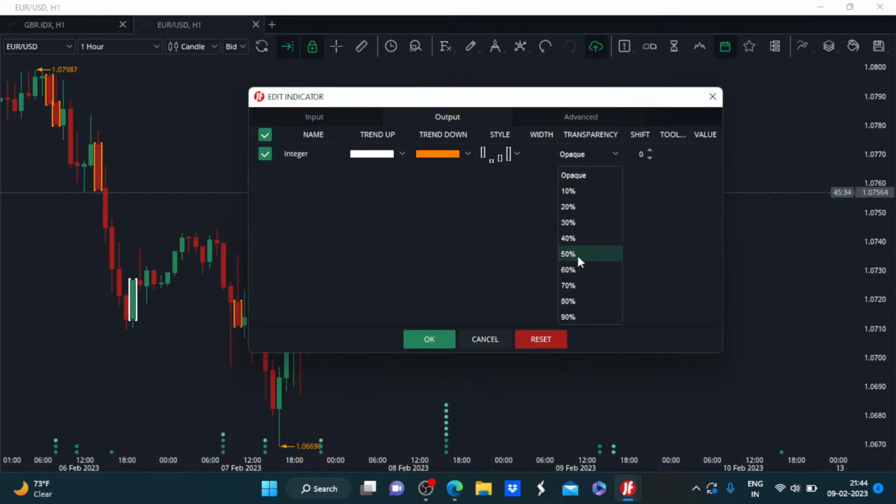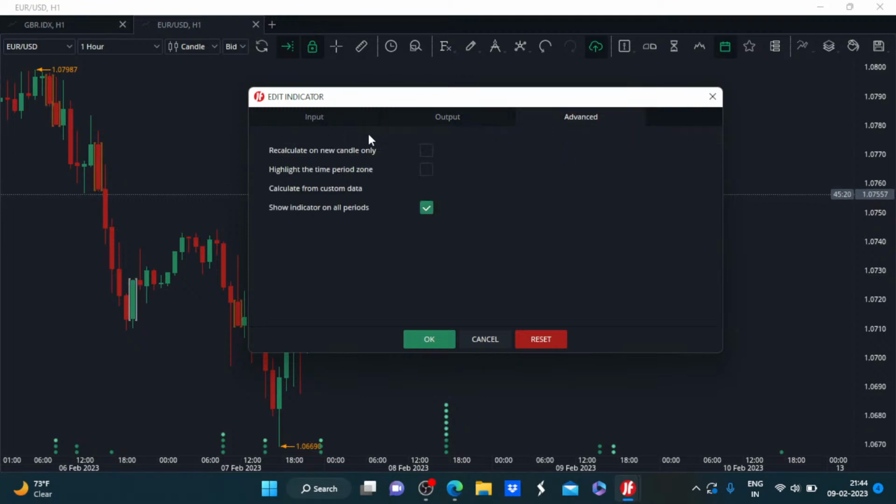If you feel that this is looking too prominent on the chart, you can increase the transparency, and that will make it look much less prominent on the chart. Advanced, recalculate on new candle only. Since there is a single candle formation, this is not going to make much of a difference. Highlight the time period zone. This is a single candle formation. Again, I am repeating. The calculate from custom data, this has been disabled as we can't really customize the input values. Show indicator on all the periods.